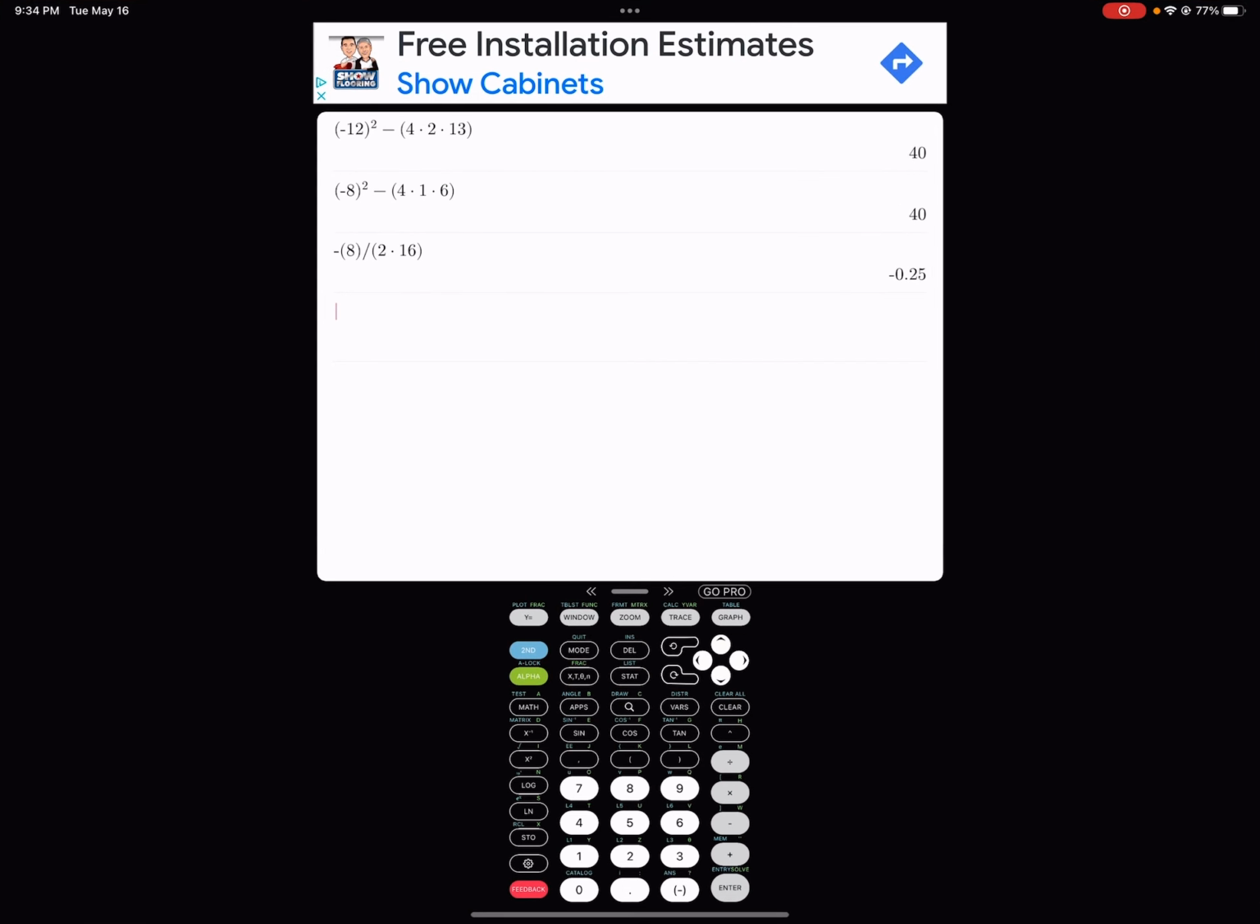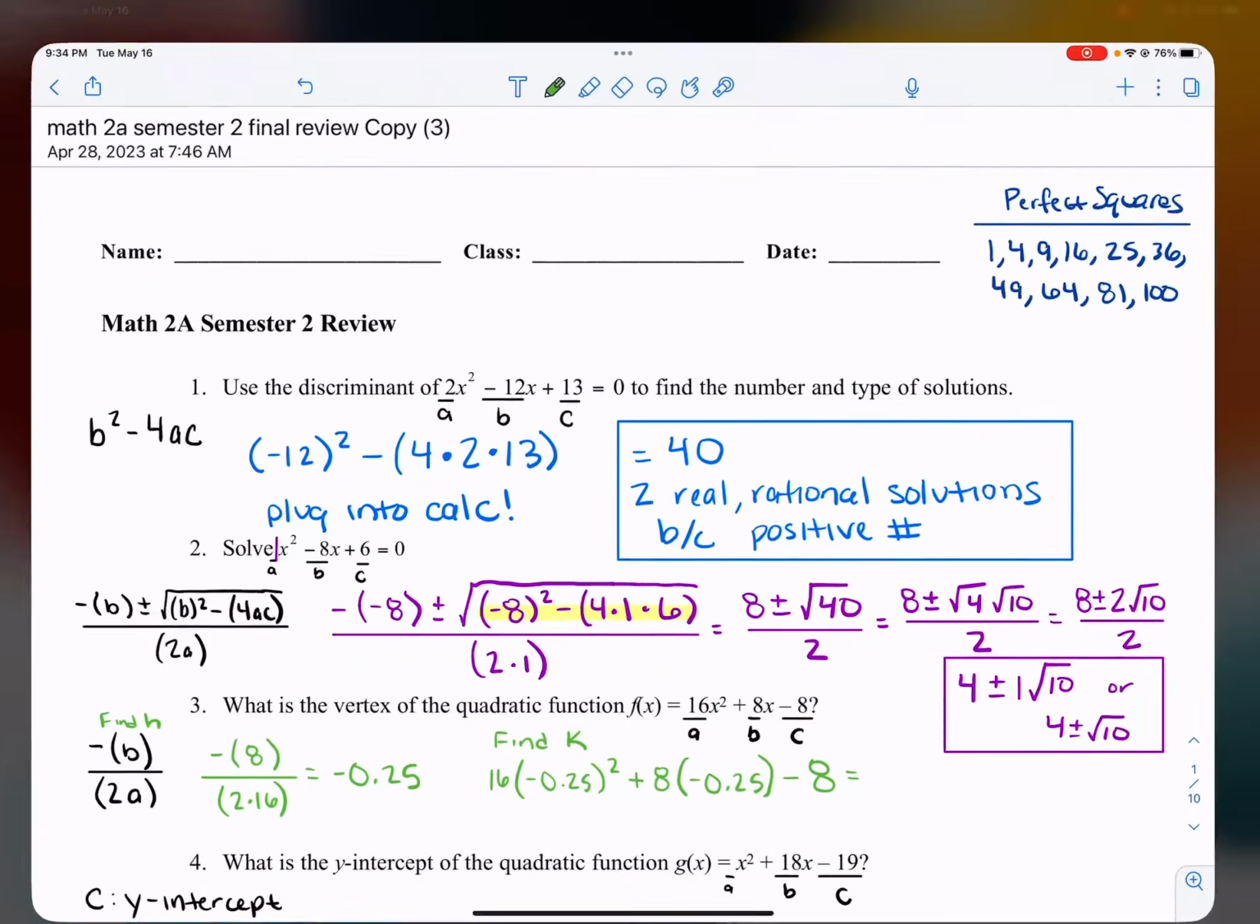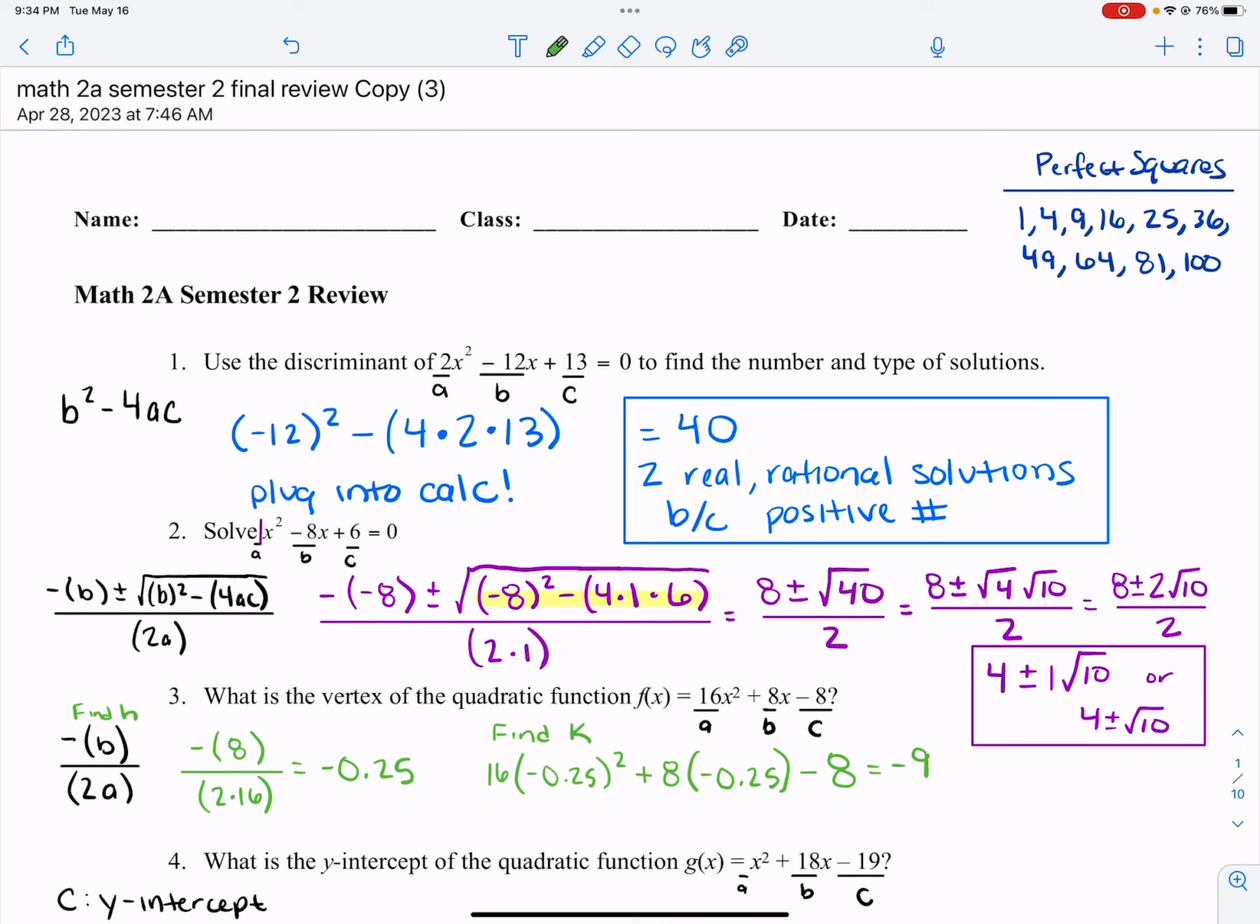So 16 times negative 0.25 squared, and then plus 8 times negative 0.25, close my parentheses, and then the last part was minus 8, enter, and I get negative 9. So my final answer is always in terms of an ordered pair. The h comes first that we found, so the negative 0.25. And then the k comes second, negative 9. Final answer.